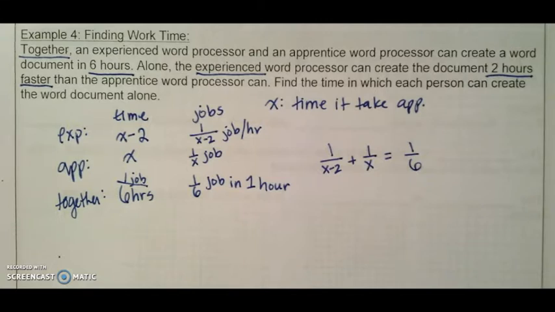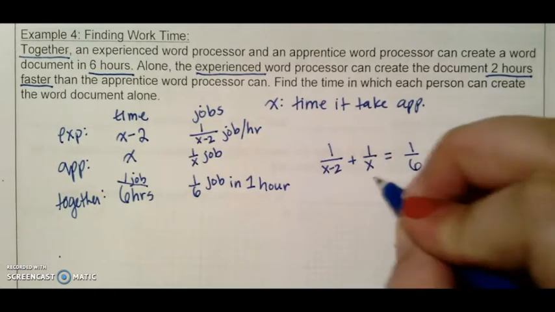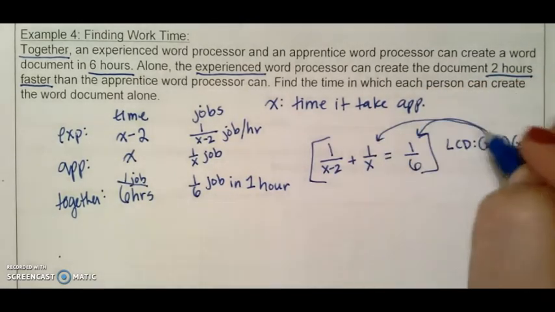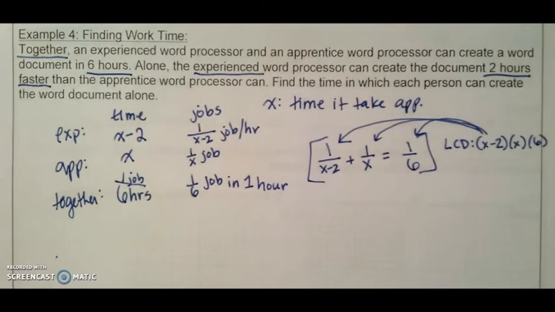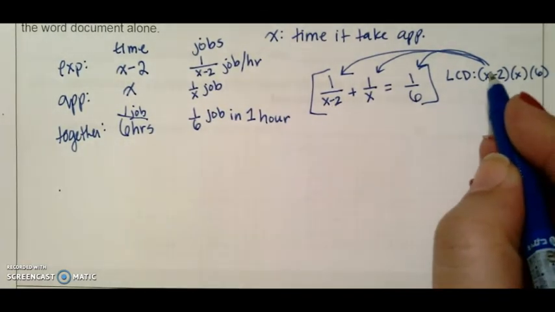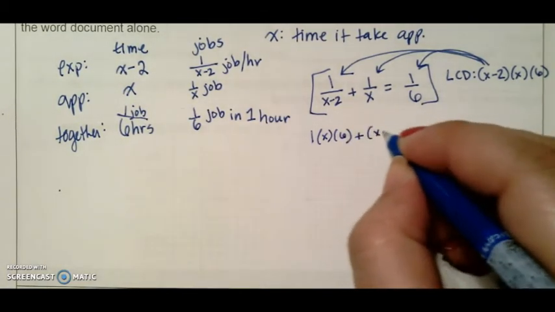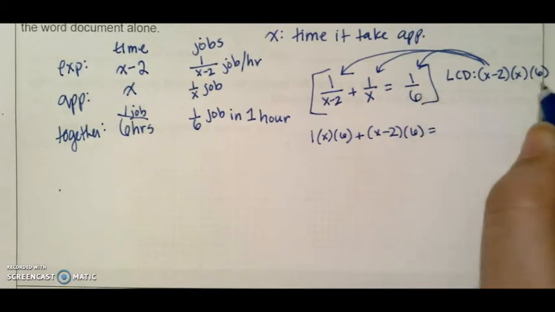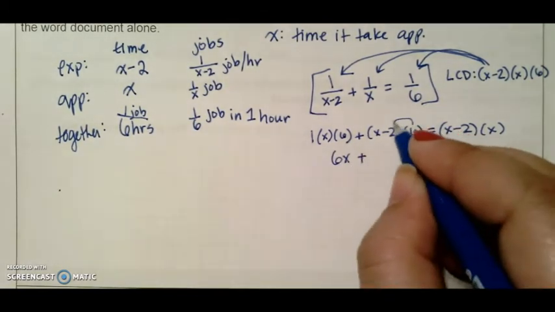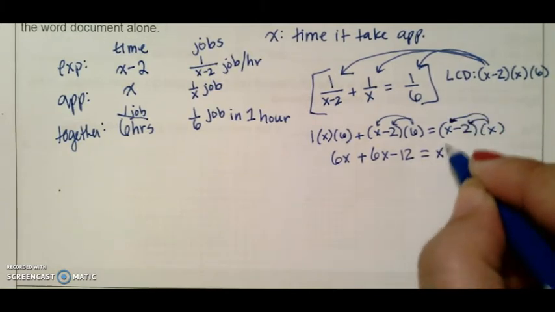And then we're going to use some of those tactics from chapter 6. Again, I have to find the LCD, which has a factor of X minus 2, a factor of X, and a factor of 6. Then I multiply the LCD through each term. In the first term, the X minus 2 cancels, so we're left with 1 times X times 6. In the second term, the X cancels, so we're left with X minus 2 times 6. In the last term, the 6 cancels, so we have X minus 2 times X. So we have 6X plus 6X minus 12 equals X squared minus 2X.